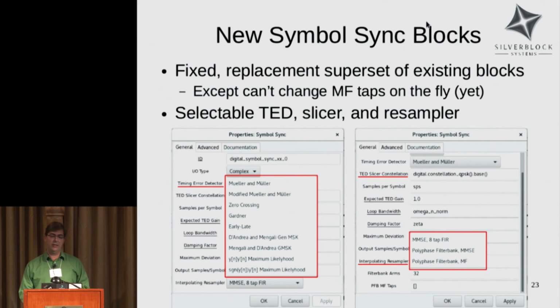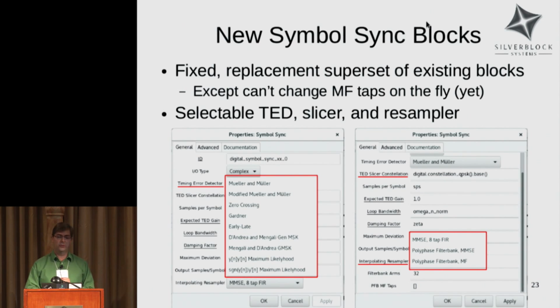You have selectable TED, slicer, and resampler now. So I have not only all the TEDs that were in the existing blocks, I added a few more there. There's a pick list off to the left that lists them all. You now can change the TED slicer constellation. This matters for decision-directed TEDs, and it really matters for the complex M&M because it has an incorrect slicer in it, which isn't QPSK. It's something you wouldn't expect.